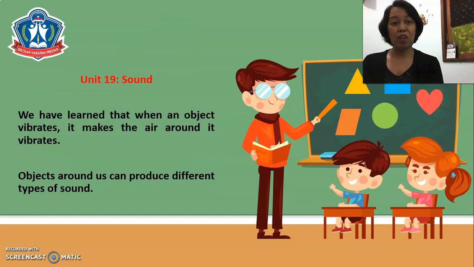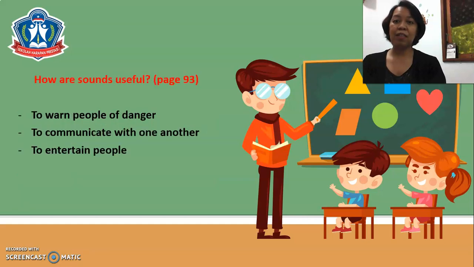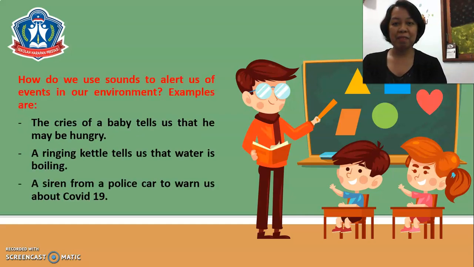So let's start with Unit 19, Sound. We have learned that when an object vibrates, it makes the air around it vibrate. Objects around us can produce different types of sound. How are sounds useful? In our Science Pupil's Book, page 93, it's stated there, three uses of sound: to warn people of danger, to communicate with one another, and to entertain people.